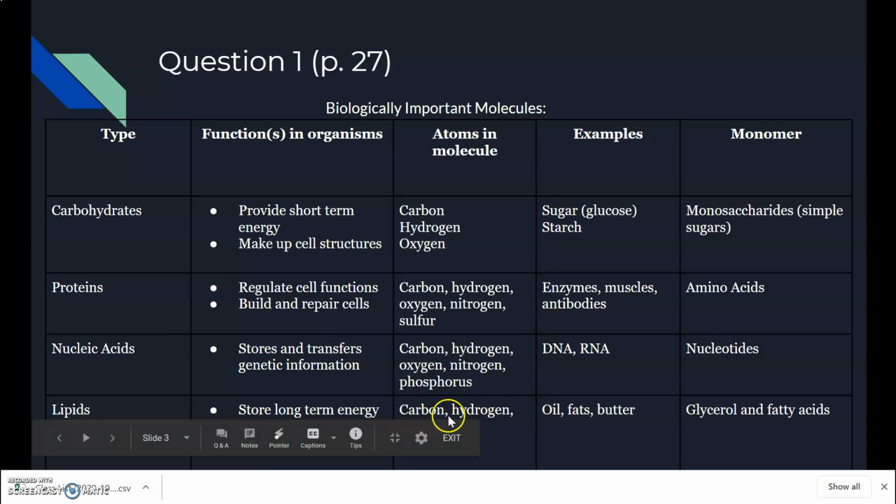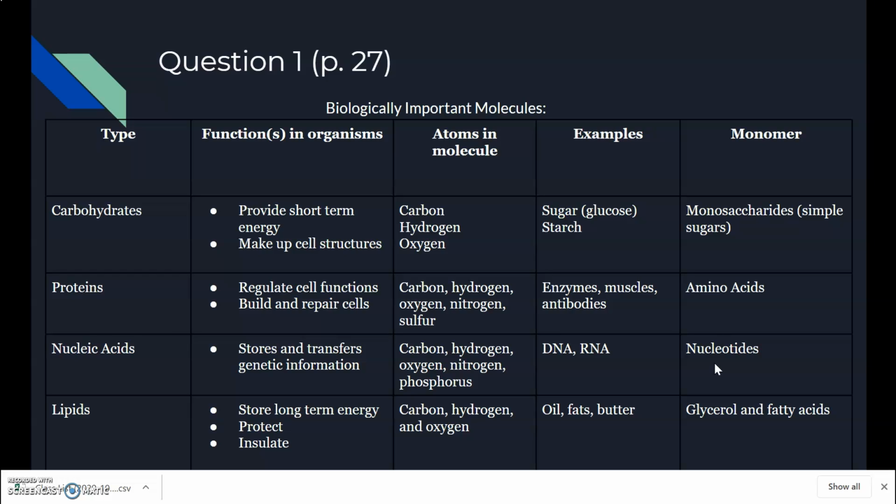Lipids also contain carbon, hydrogen, and oxygen. Examples would include oils, fats, butter, and their monomers, glycerol and fatty acids. You won't really need to know that. That's more of a biochemistry thing, and we're not going to get super into that in this unit, but just so you know, these would be the brick, and the whole thing is the brick wall.